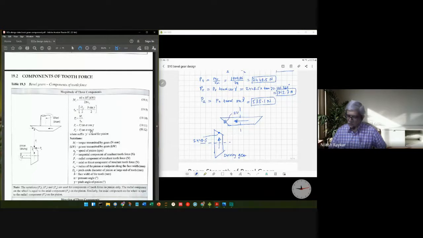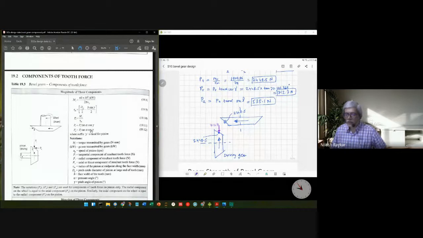So this is 2448.5. Now let's establish the directions of the radial and axial forces. For the pinion, that is 712.7, which acts in this direction, and the radial force for the gear would be, okay, so the direction of the radial force is determined here.